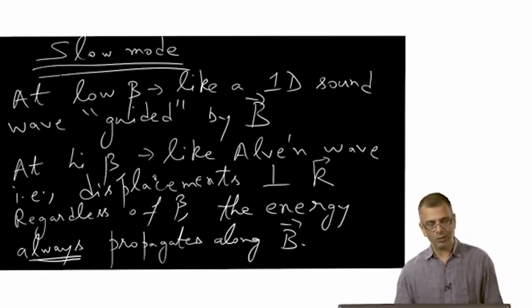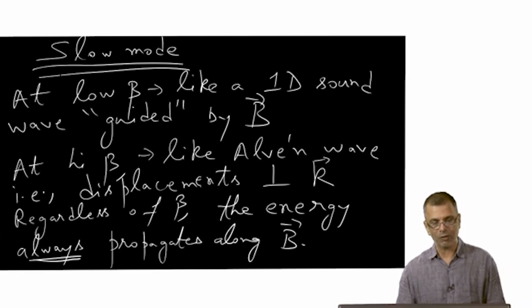So this completes our short survey of the different modes of propagation in a magnetized plasma. Now you might ask, all of this is fine. We talked about the sound wave, the Alfvén wave, and two kinds of magnetosonic waves. But in practical terms, why is it important in astrophysical studies?